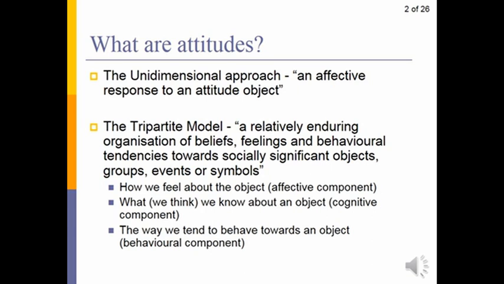Now, in its original use in psychology, an attitude still just meant how you felt about that thing. So if you liked it, you had a positive attitude. If you didn't like it, you had a negative attitude. This is sometimes called the unidimensional approach. But as we studied attitudes, we began to realize that actually they were more complex than just feelings.